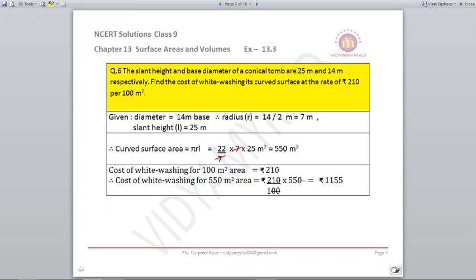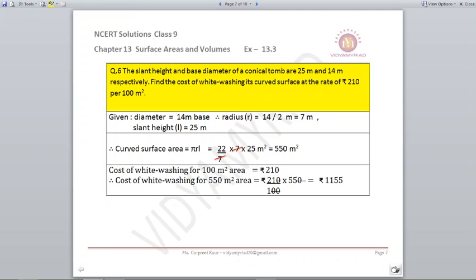Now here we need to find out the cost of whitewashing its curved surface at a rate of rupees 210 per 100 meters square. So first let us find out the CSA. CSA means pi r l, which means 22 upon 7 multiplied by radius 7 multiplied by slant height 25. 7 and 7 get cancelled and you get 550 meters square as your CSA.